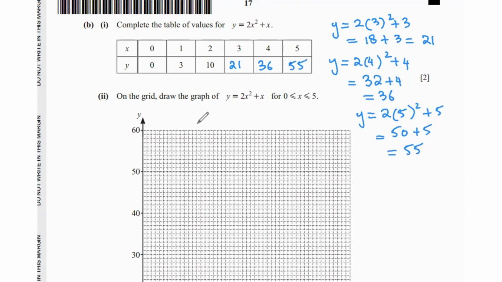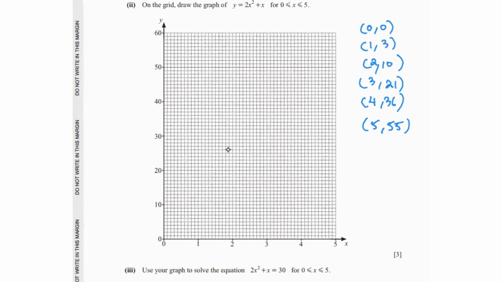Then they want us to draw the graph of this equation using the table of values. Okay. 0, 0, 1, 3, 2, 10.